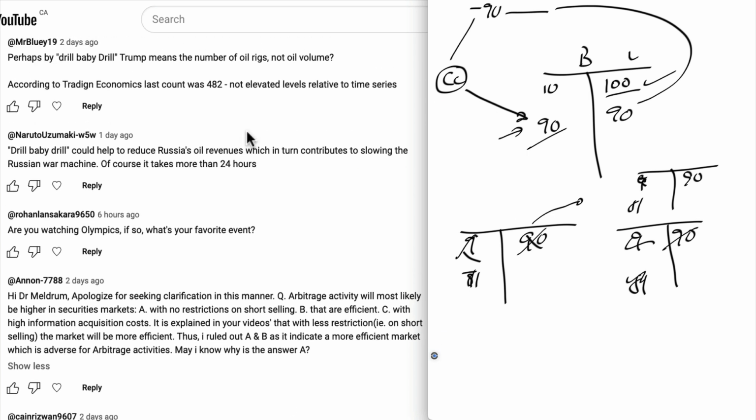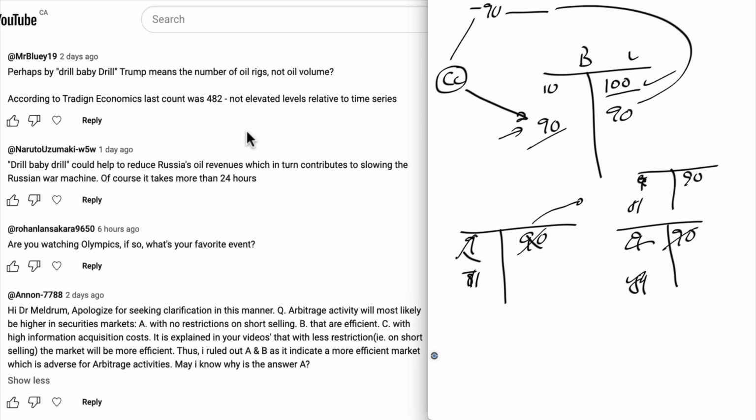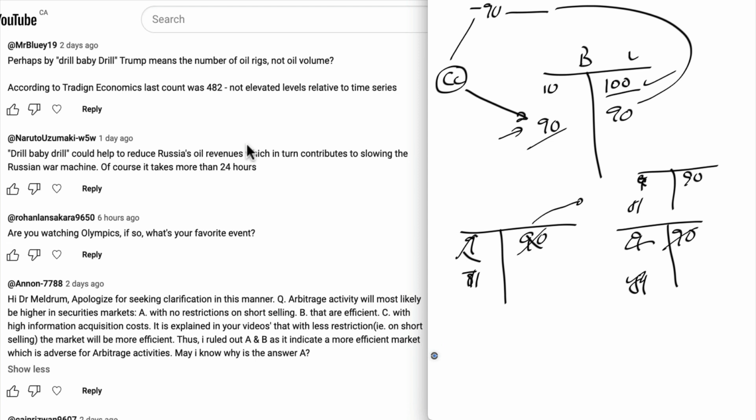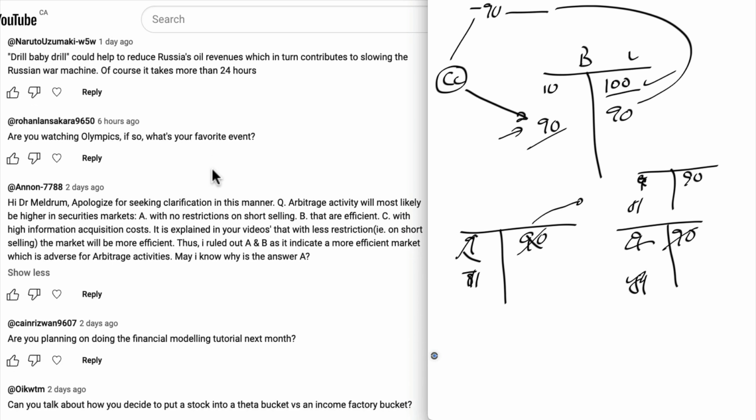Could reduce Russia's oil revenues, which in turn contributes to slowing the Russian war machine. Of course, it takes more than 24 hours. Is this meant, like, have patience? Trump's not even president yet. So how much patience should I have? Olympics, nope.